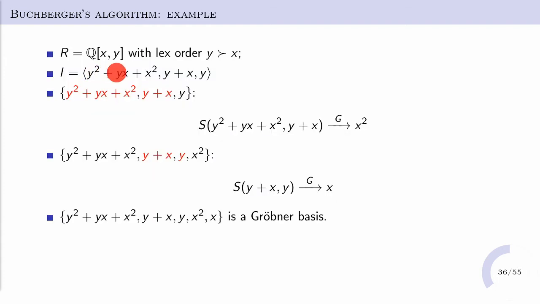So I want to consider these three polynomials: y squared plus yx plus x squared, y plus x, and y. Here I just consider a lexicographical order where y is greater than x, so I just change the order of variables. Now y is greater, x is smaller. So how does it work? Using the Buchberger theorem, we need to compute the S-polynomial of every two polynomials here. So we need to check this one with this one, this one with this one, and this one with this one. So we need to check 3 S-polynomials.